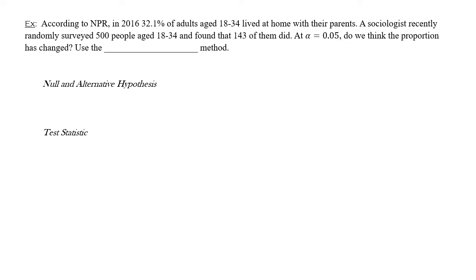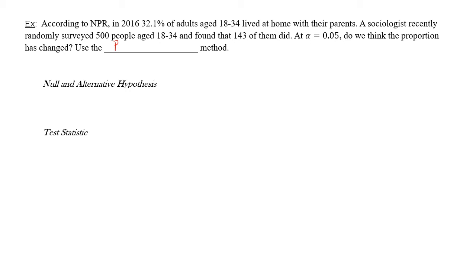In this example, we're performing another hypothesis test with a proportion. According to NPR in 2016, 32.1% of adults aged 18 to 34 lived at home with their parents. Sociologists recently surveyed 500 people in the age range from 18 to 34 and found that 143 of them did. At a significance level of alpha equals 0.05, do we think the proportion has changed?